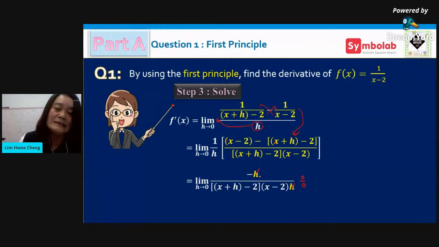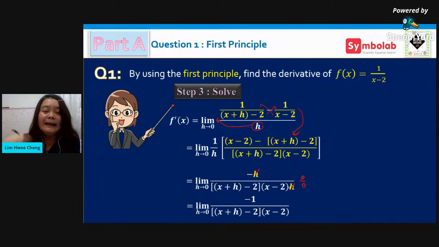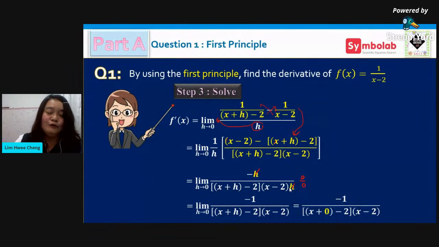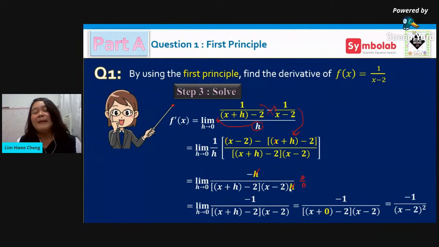Last week, Miss Wani said that if you get the indeterminate form 0 over 0, you have to try to omit these two factors. So you try to simplify this until you get this. Then only you do the direct substitution. You will get minus 1 over (x minus 2) squared.